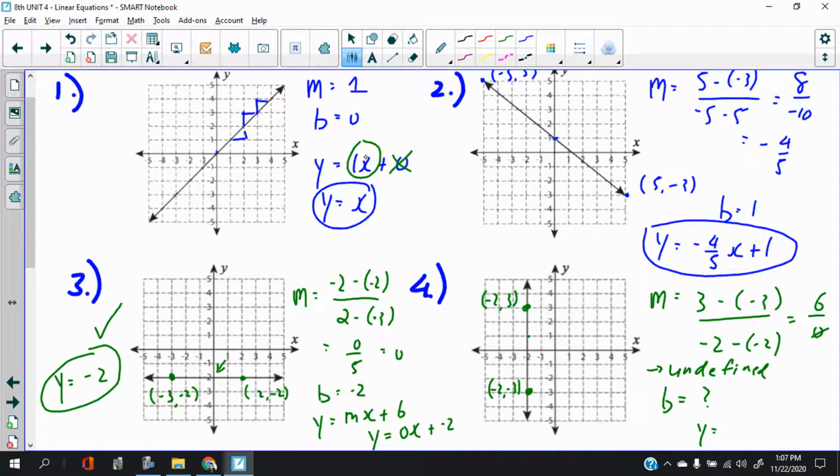So again, let me repeat. If there's no y-intercept like number 1 here, at least I still got the slope. And on the other one, number 3, if we don't have the slope, at least we got the y-intercept. So the question is, what do we do if there's no slope, where it's undefined, and there's no y-intercept?